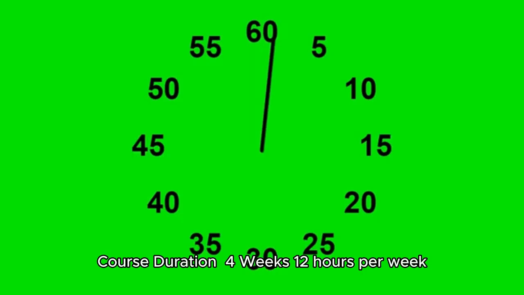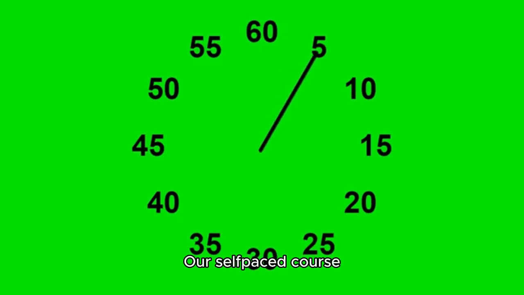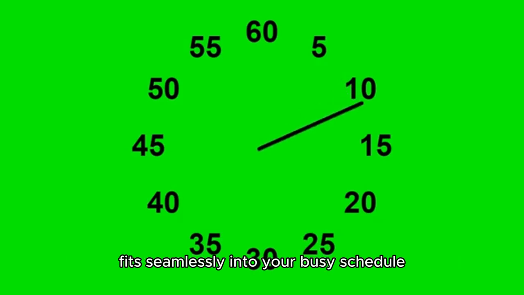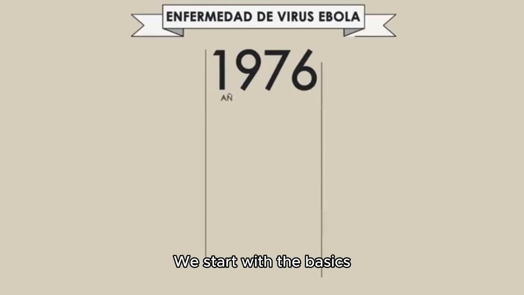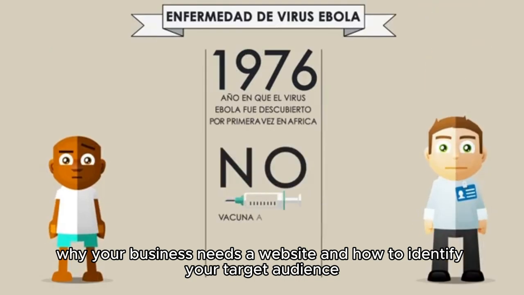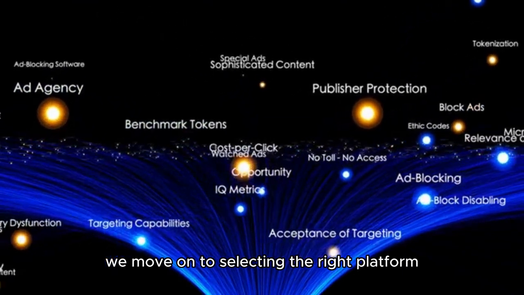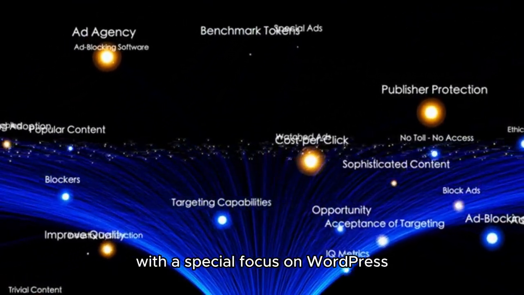Course duration: 4 weeks, 1 to 2 hours per week. Our self-paced course, with an estimated total time commitment of 8 to 16 hours, fits seamlessly into your busy schedule. We start with the basics: why your business needs a website, and how to identify your target audience. Then, we move on to selecting the right platform, with a special focus on WordPress.